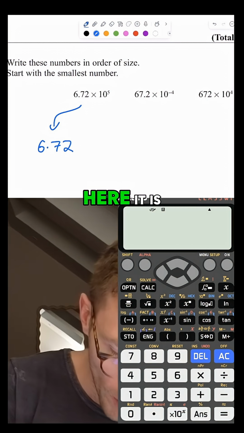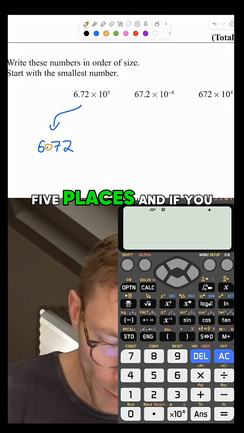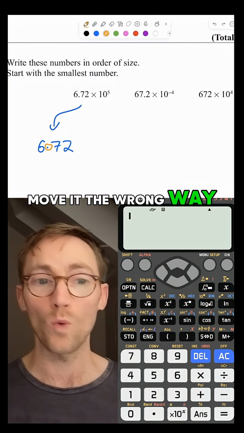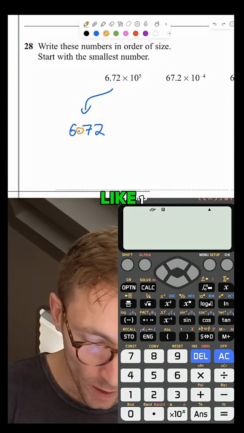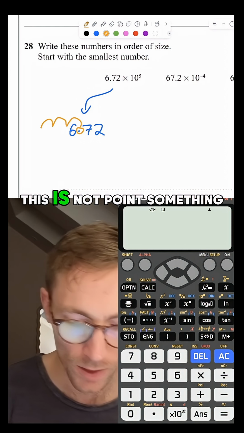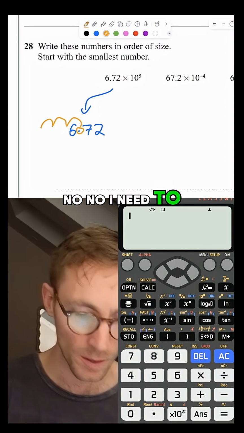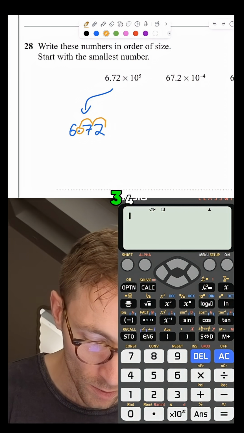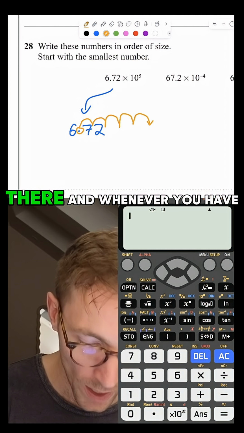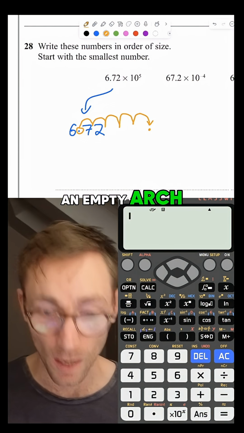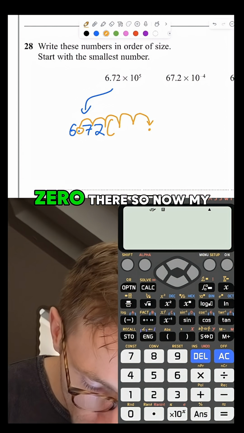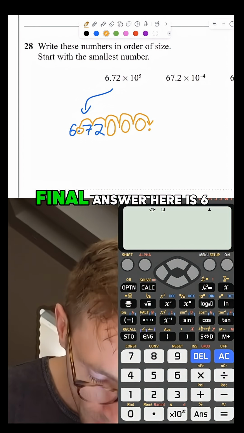So what I'm going to do is write 6.72 and find the decimal point. Here it is. And I'm going to move it 5 places. And if you move it the wrong way, you'll suddenly realize, you'll be like 1, 2, 3, oh, hang on, this is 0 point something. No, I need to move it the other way. 1, 2, 3, 4, 5. And it's going to move there. And whenever you have an empty arch, you fill it with a 0. There.